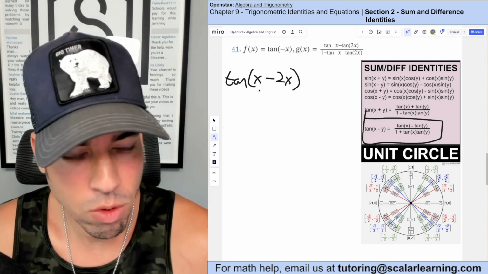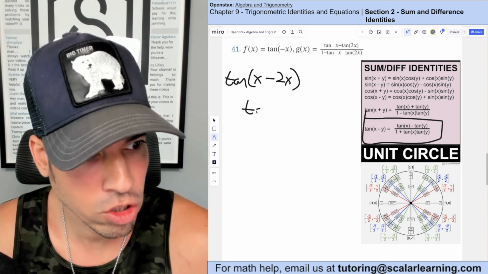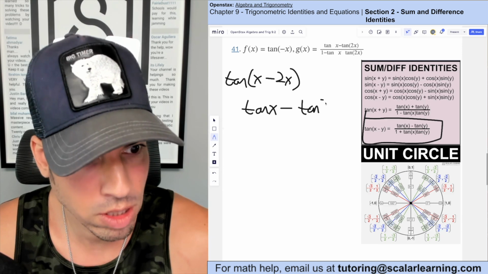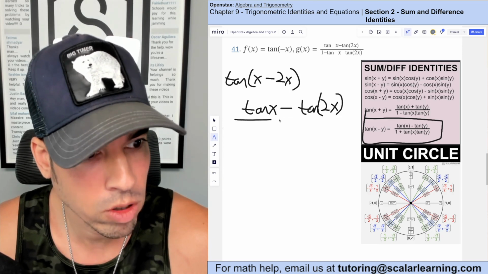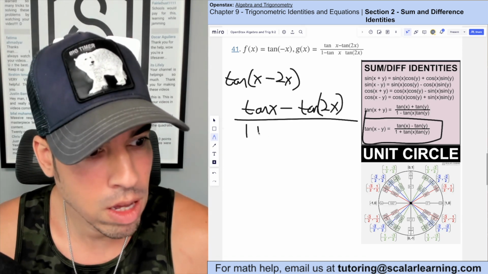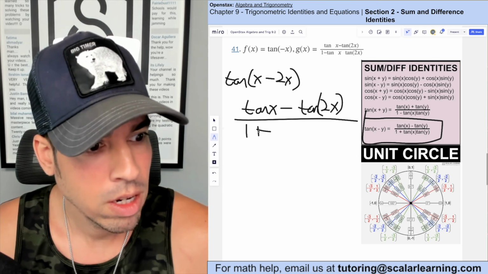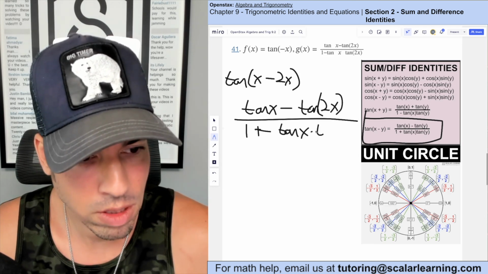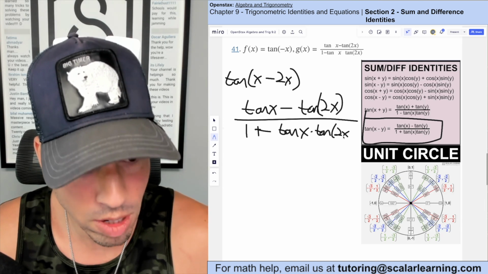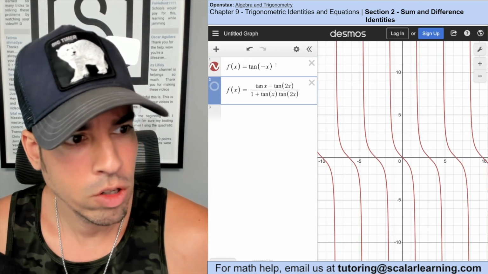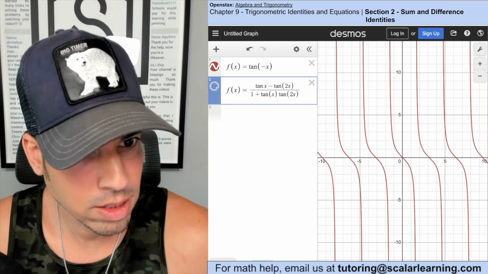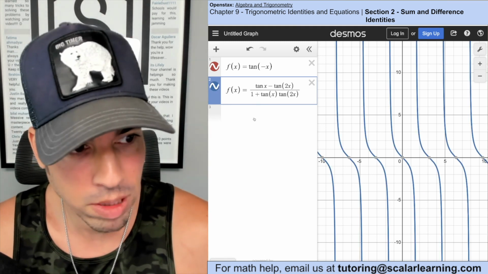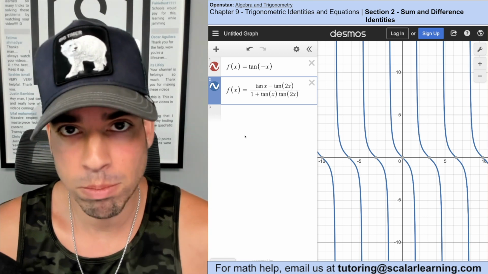Let's rewrite it now. So it's tangent of the first argument, which is x, minus tangent of the second argument, which is 2x, over 1 plus, right, with the difference it's actually plus, tangent of the first argument, x, times tangent of the second argument, which is 2x. So now let's see if this is equivalent. So there's the first function. Here is the second function. And look at that, it's right on top. And all we had to do was change that minus to a plus. So these are equivalent, boom, done.